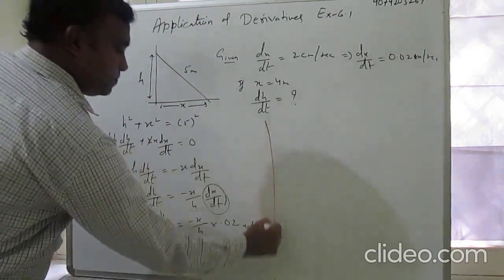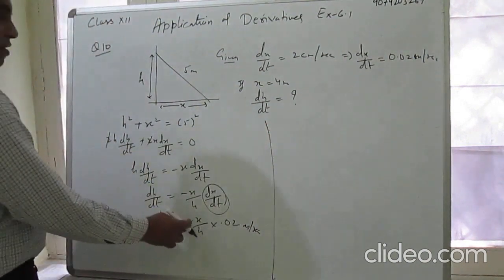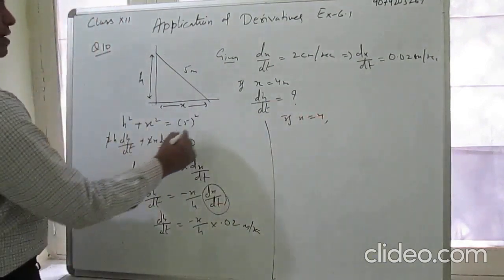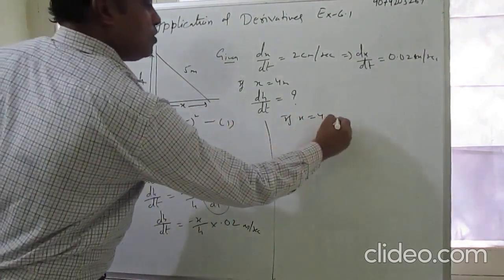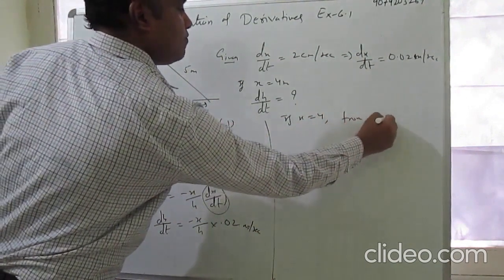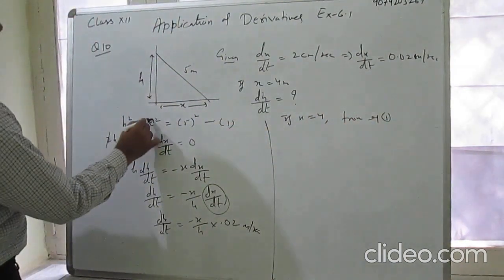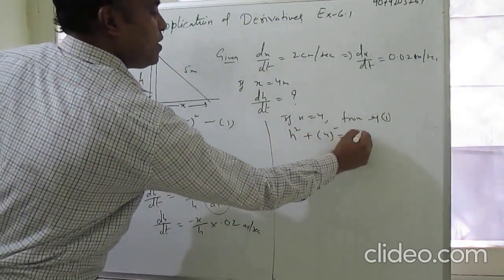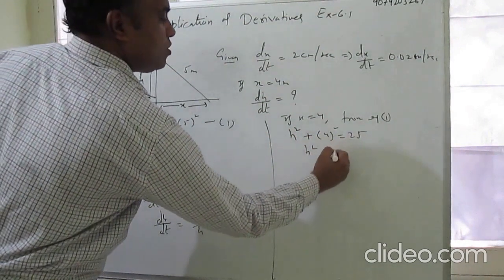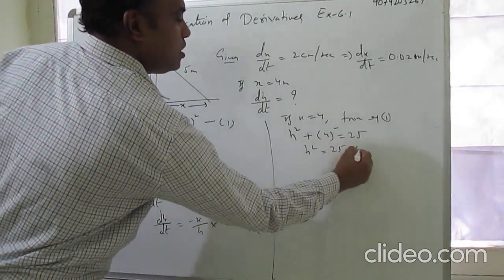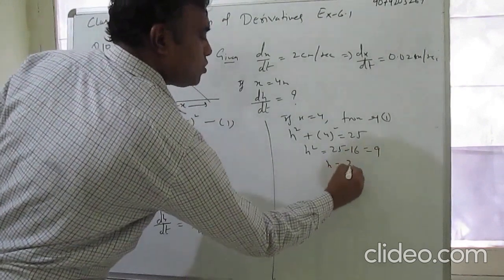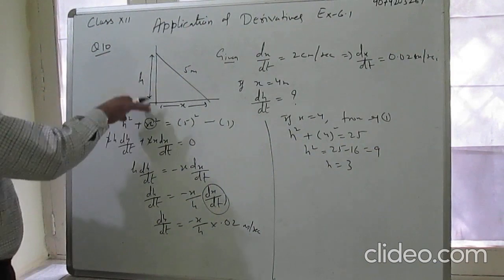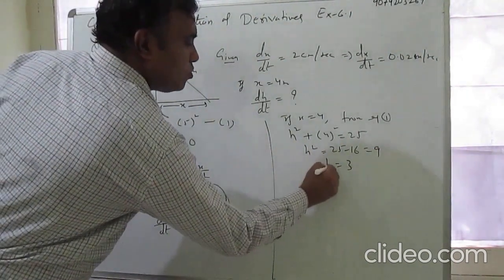Now, if x is equal to 4, then you calculate h from equation 1. Put the value of x here. So h square plus 4 square is equal to 25. h square is equal to 25 minus 16 is equal to 9. h is equal to plus minus 3. Height is not negative, so you can take h is equal to 3.